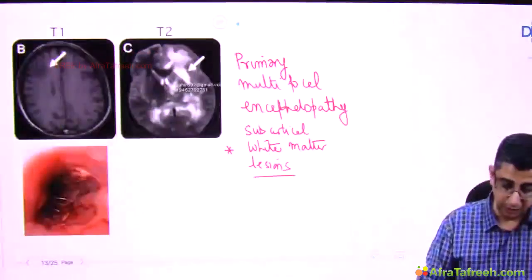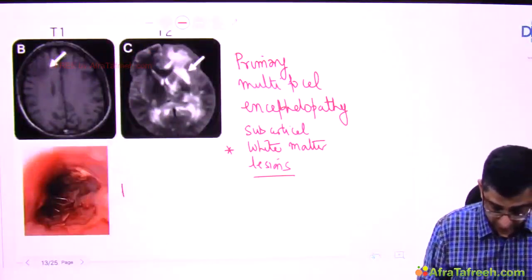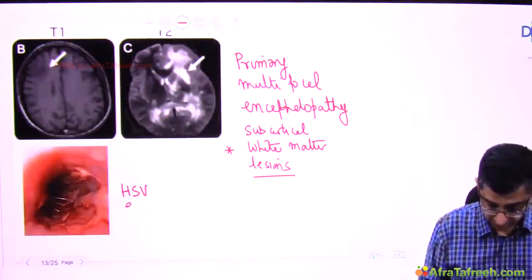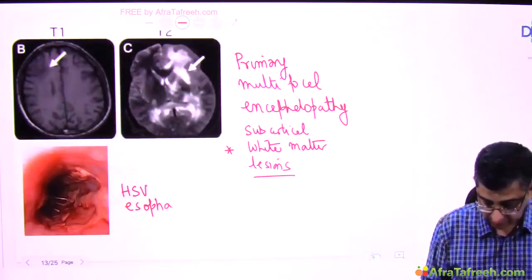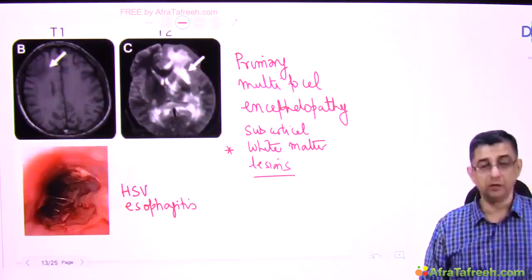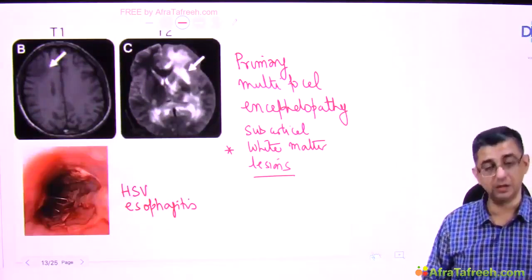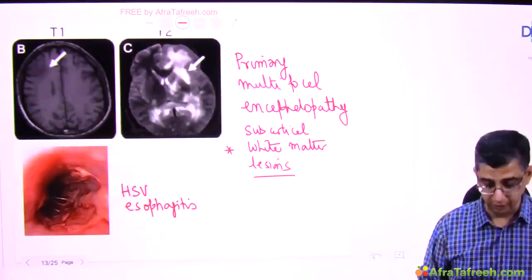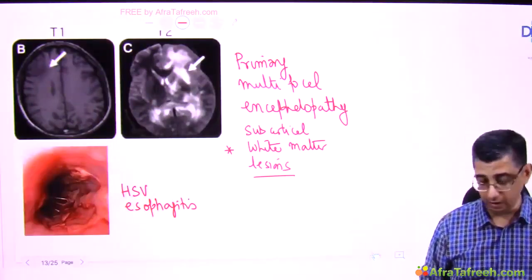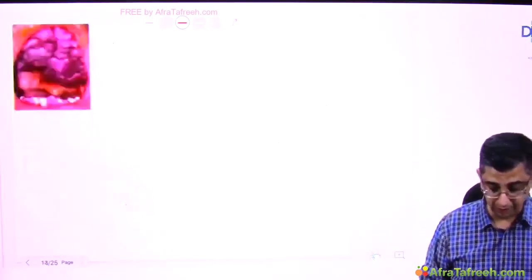Next, you can notice the presence of a solitary large ulcer in the esophagus, which is a feature of herpes simplex esophagitis. So unlike cytomegalovirus, where you could have a serpiginous ulcer, here a single ulcer or a punched out ulcer can be seen in the esophagus. So the patient again has odynophagia.